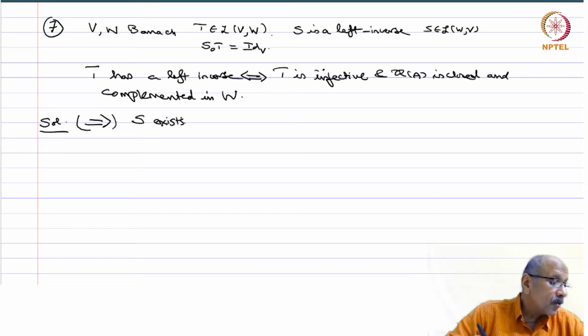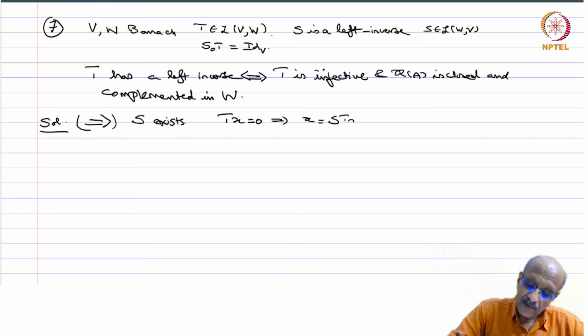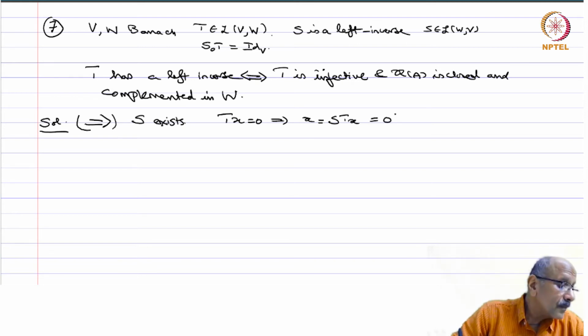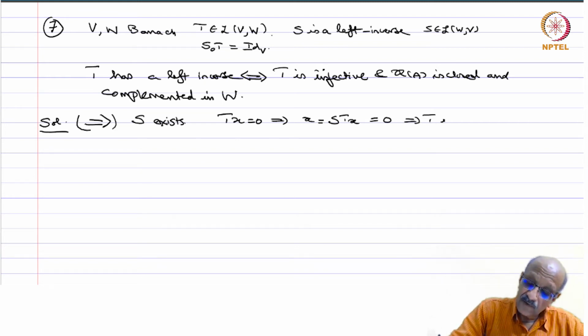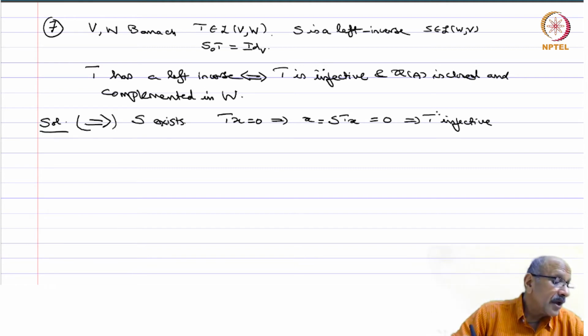Okay, so Tx equal to 0 implies x, which is equal to S of Tx, because S of T is identity in V, and that's equal to 0. Therefore, T is injective. So if you have a left inverse, automatically the mapping has to be injective.